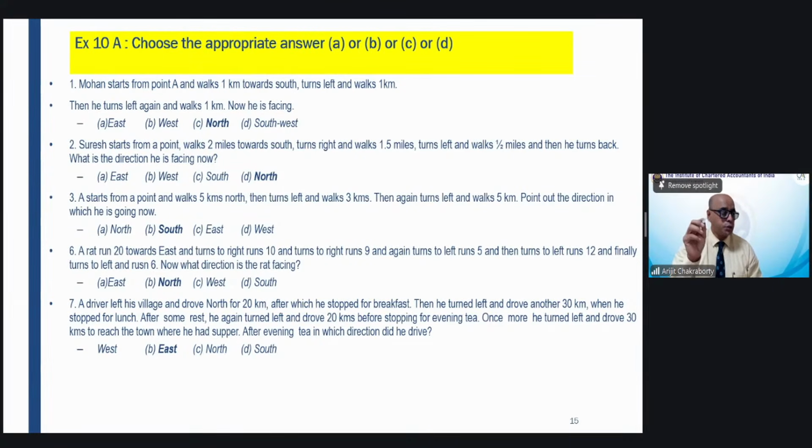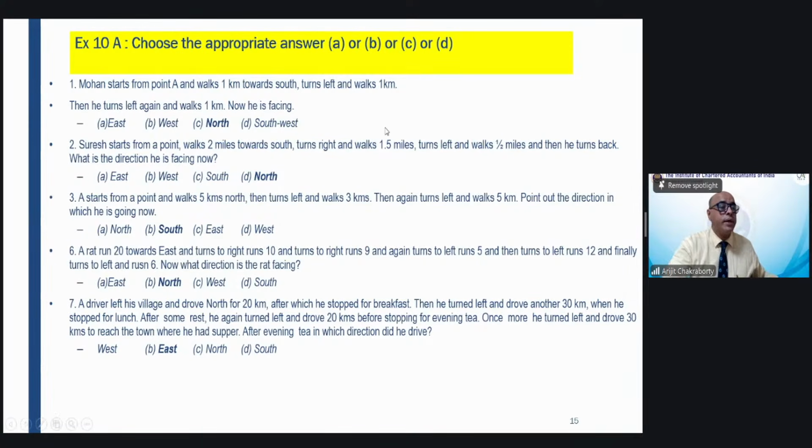When he stopped for lunch, after some rest, he again turned left. Okay, so now he is coming towards the south. He turned left and drove 20 kilometers before stopping for evening tea. Once more, he turned left and drove 30 kilometers to reach the town where he had supper. Okay. Again left, meaning he is now going towards the western side. After evening tea, in which direction did he drive?